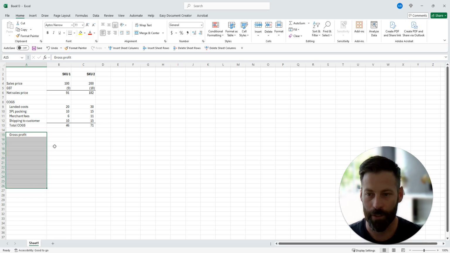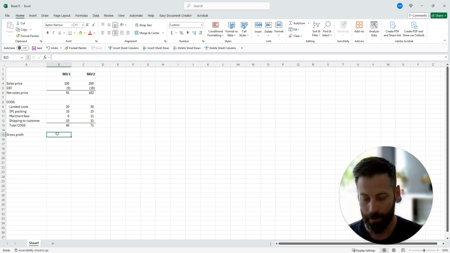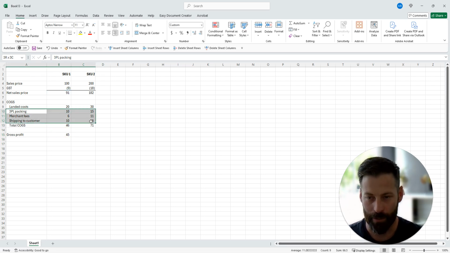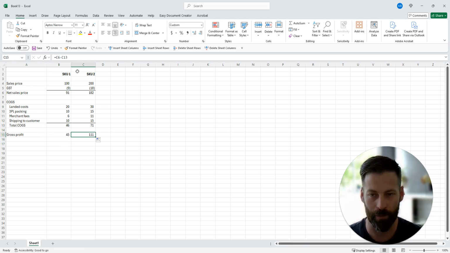So our gross profit in this case is, why won't they go back to left? SKU 1, we take the 91 and minus the 46. Now remember, these costs here are excluding GST. So we've got a $45 gross profit on this particular product and $111 on this second product here.